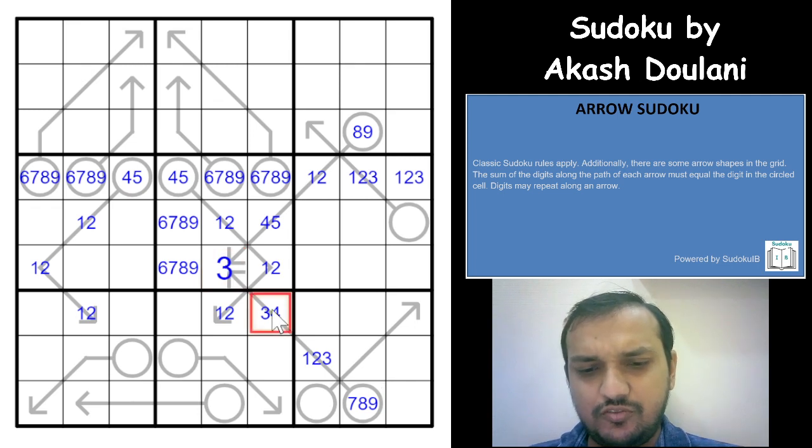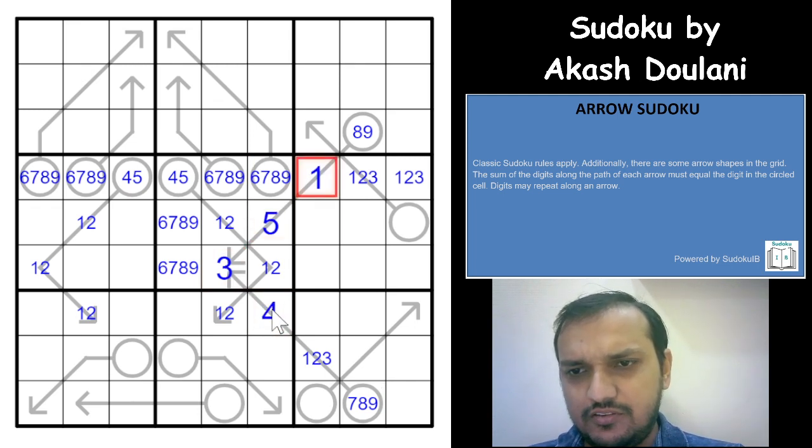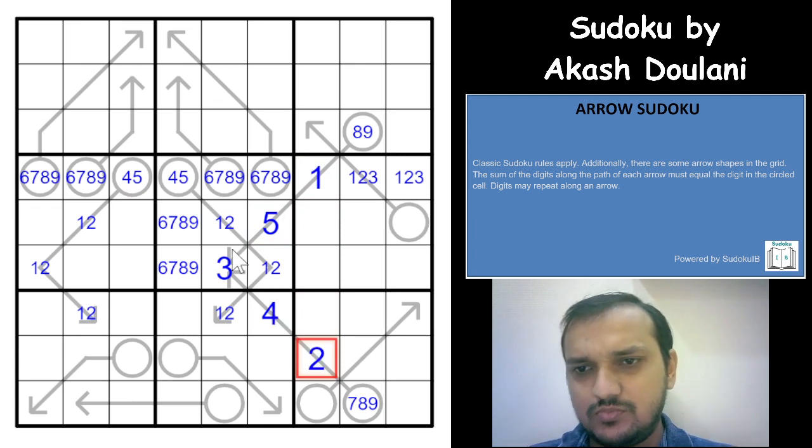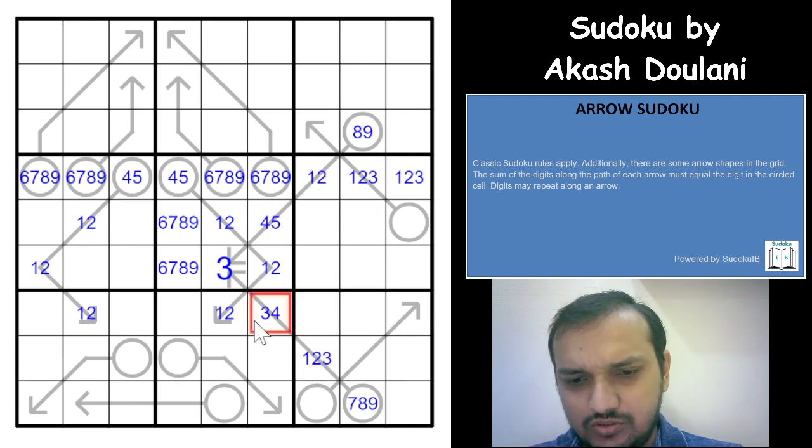If again this is a 4, that gives you a 5 here, 1 and a 2. I have taken the minimum here and the minimum here, then both of them give you 9. So this is not a 4, this is again a 3.